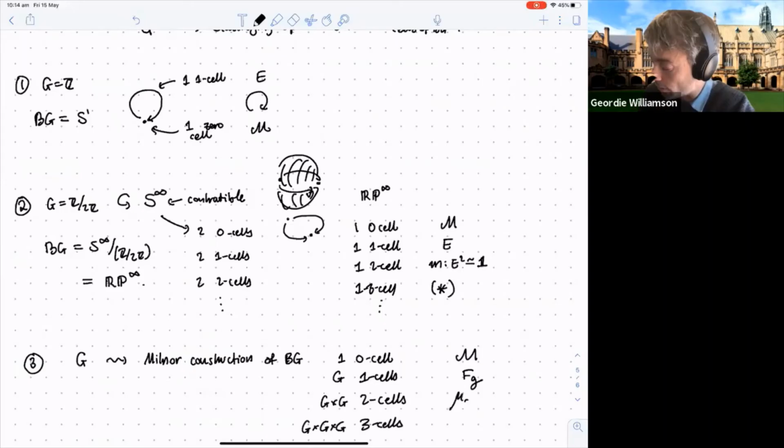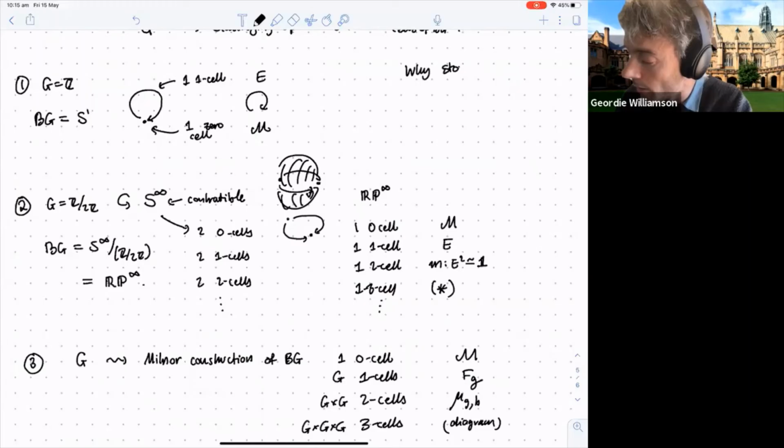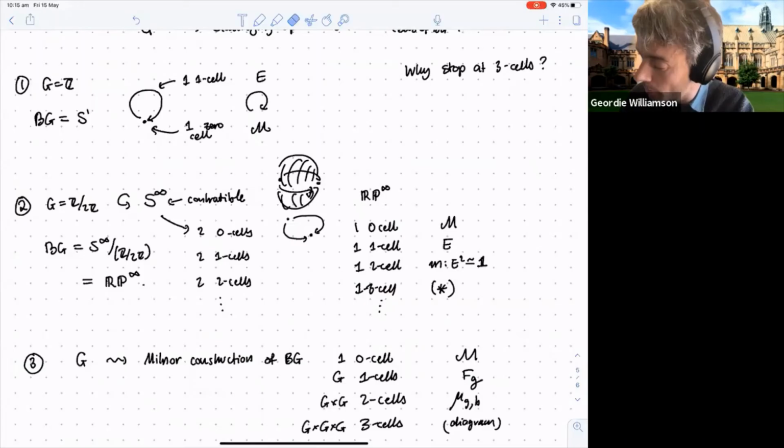So remember, in the holistic definition of a strict action, we have a functor for every group element. And we have a mu GH for every pair of elements. And then we have a diagram for every three elements, et cetera, okay? And you can ask, why does this stop at three cells? And the reason is that we're acting on one categories.